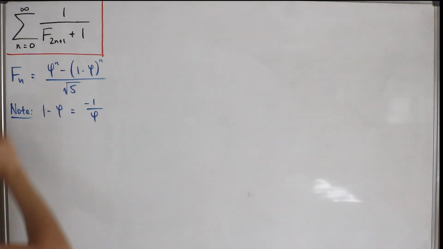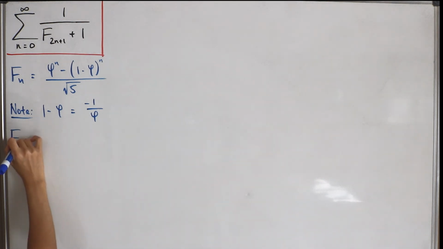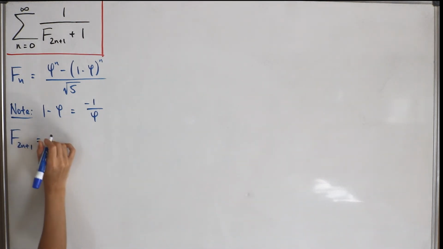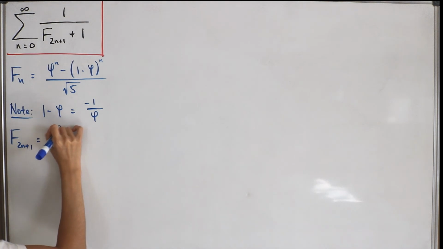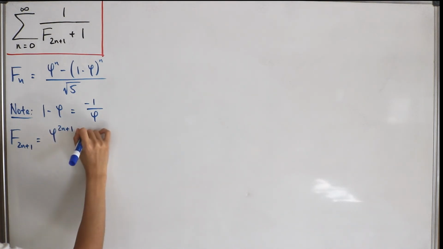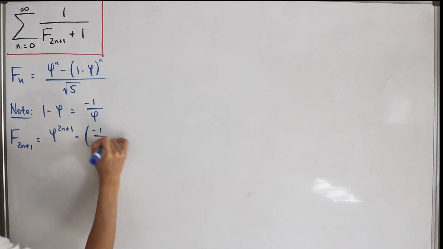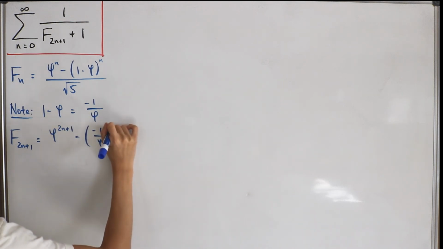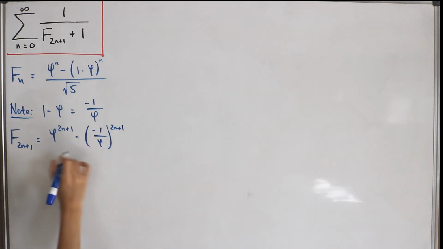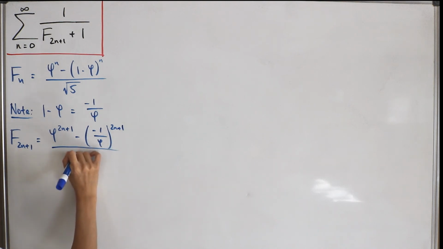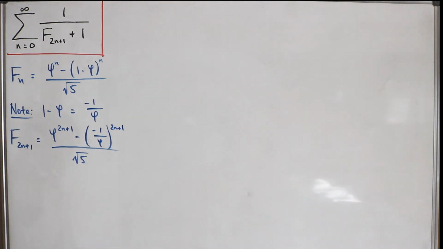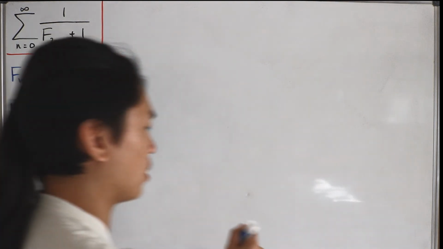So now let's evaluate this at the 2n plus 1 term of the Fibonacci number. We substitute that in, and that will yield phi to the power 2n plus 1, then subtract, replacing this with -1 divided by phi, then to the power 2n plus 1, not evaluating just yet, all this being divided by the square root of 5. There are some things we can do a little bit of simplifying over here, as you can tell.